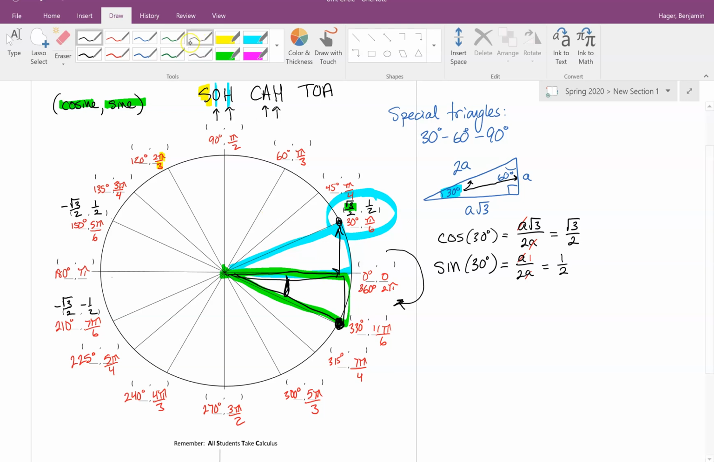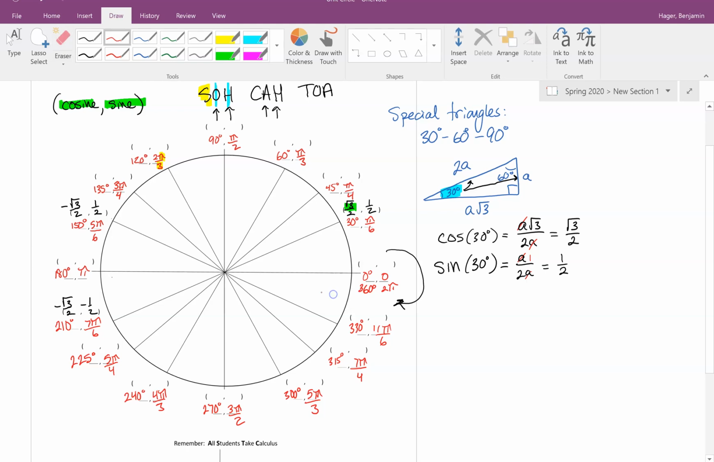To get here, I am going to go right radical 3 over 2, but now I need to go down 1/2. So again, let me try and clean this up. Here, to get here, I got to go right radical 3 over 2, and then down 1/2. So it's negative. And there are my cosine and sine values for that particular angle.